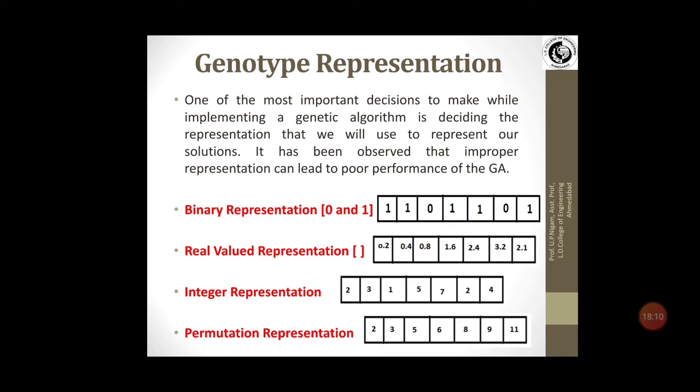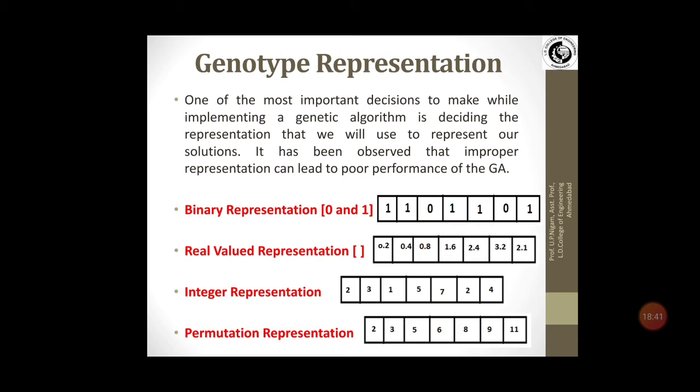So only two digits are used, that is binary, meaning 0 and 1. Then real valued representation means the particular value, whether in decimals or fractions, will be converted into decimals and then represented. Then integer representation is there, where a particular non-decimal value will be represented as an integer. Now permutation representation means a particular set of combination is there, as you can see here.